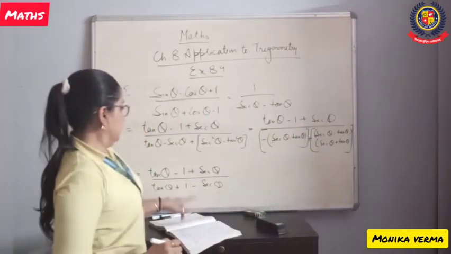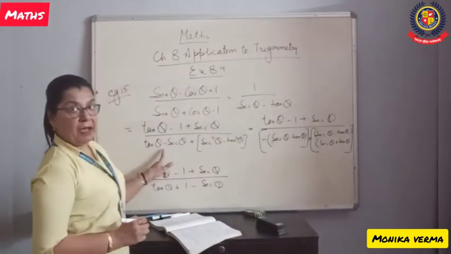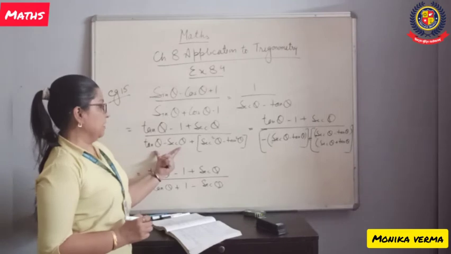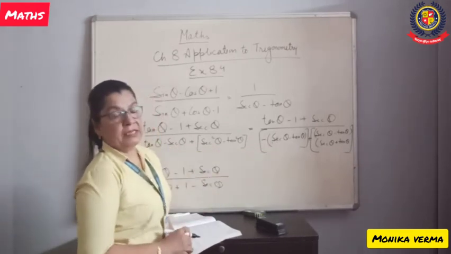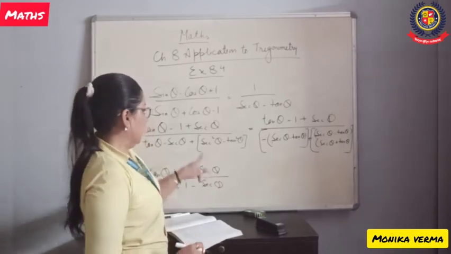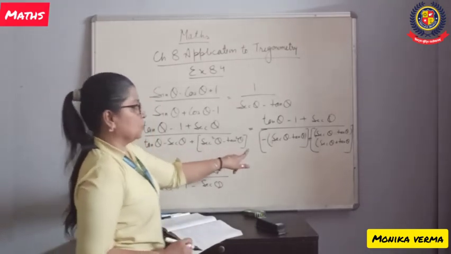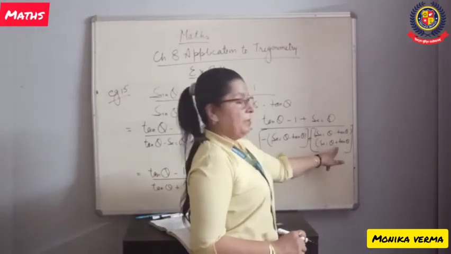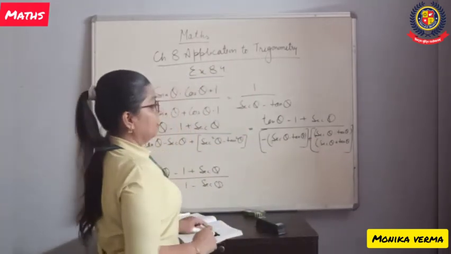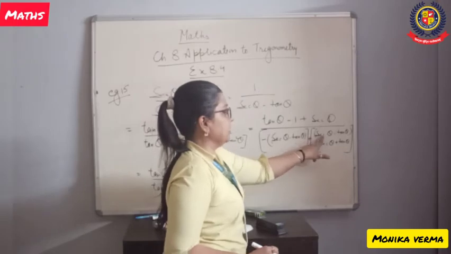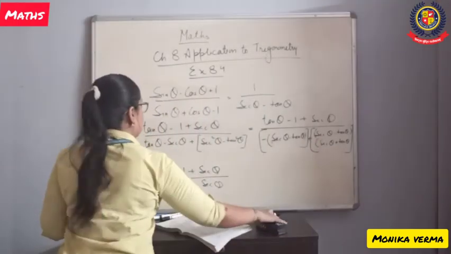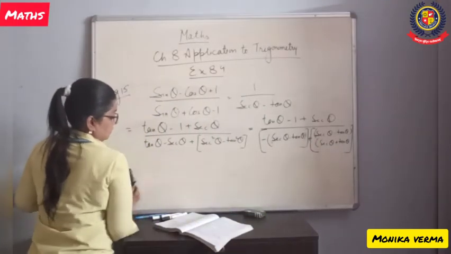See what I have done. I was here tan theta minus sec theta. I have taken minus common, so I got sec theta minus tan theta. Signs are changed. And here a square minus b square, a minus b, a plus b. Now I am having two terms, one is this, one is this, and sec theta minus tan theta is common in both. I will take that common.